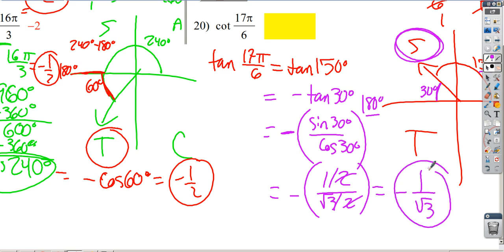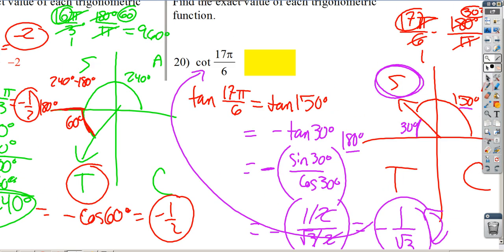That's the tangent, but I'm not going to rationalize it because remember that at the beginning we want to find cotangent, so let's just flip this over. And if you flip over negative 1 over radical 3, you just have negative radical 3, and that is the cotangent. So that was the section up to 12.3 in a practice test.